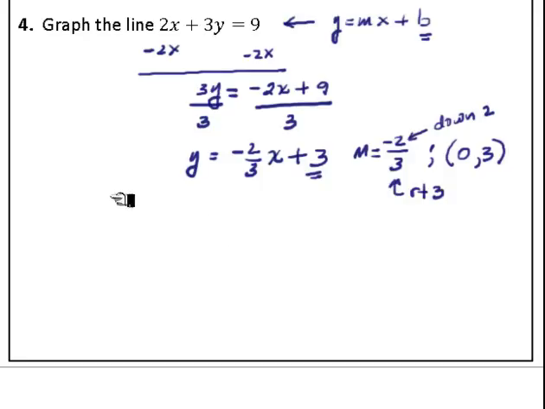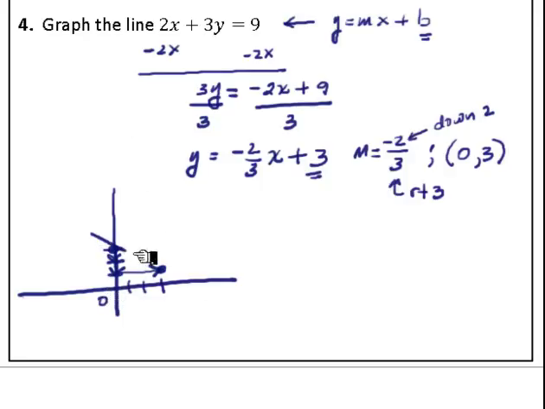All right, so let's start at (0, 3). There's (0, 3), and we're going to go down 2 and right 3. There's right 3. And then just basically connect these. And that's the graph, that's our line. 2x plus 3y is equal to 9.